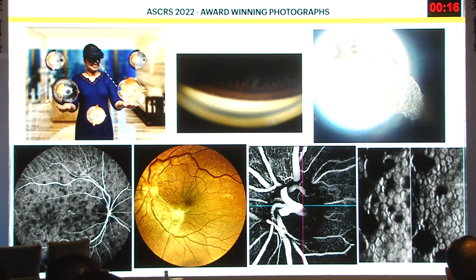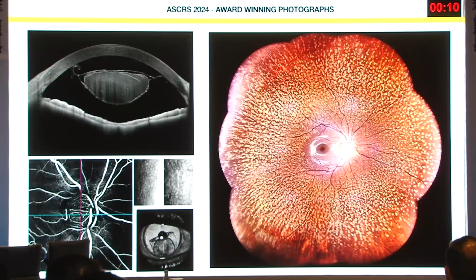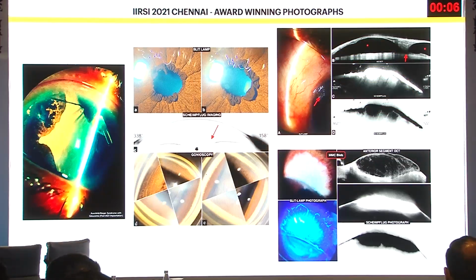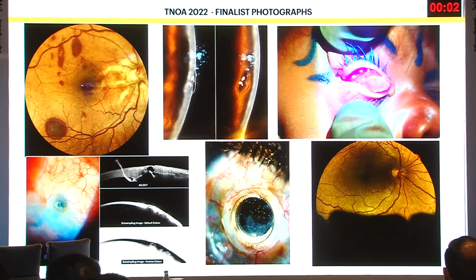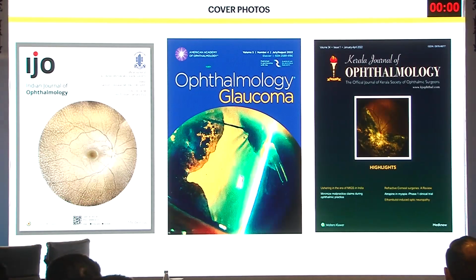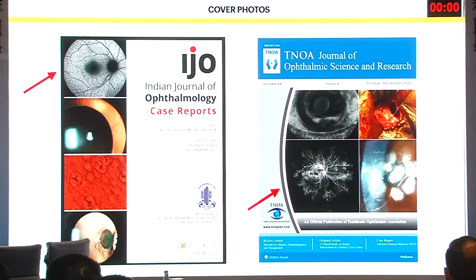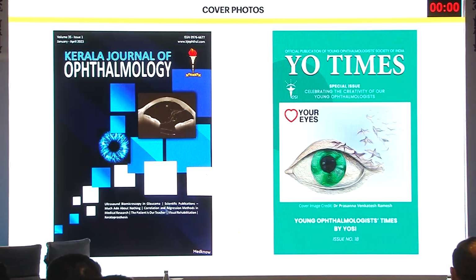These are some of my images. I won close to 50 plus images in AACRS 2022, AACRS 2023. These are all my award winning images. AACRS 2024, IRSA 2021, 2022 and 2023, 2022 in TNOA. Again you can see 2023, and these are my 3 cover images: IJO, Academy, Kerala, as well as case reports, TNOA. I'm just showing these images. I'm not going into the detail.